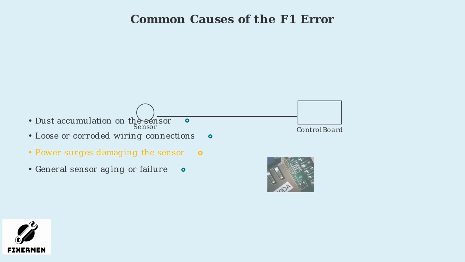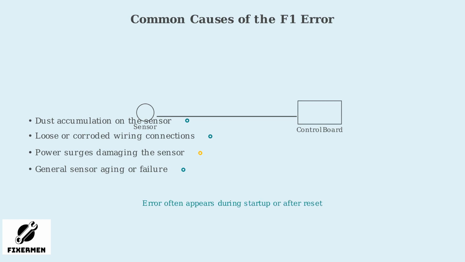Power surges can damage the delicate sensor electronics. Sudden voltage spikes can burn out the sensor's components, causing it to fail and display the F1 error. General sensor aging or failure occurs over time as the sensor's components wear out. Thermistors can lose accuracy or fail completely, especially in harsh environments, leading to the F1 error. The F1 error typically appears during unit startup or after a reset, when the system performs its initial diagnostics.